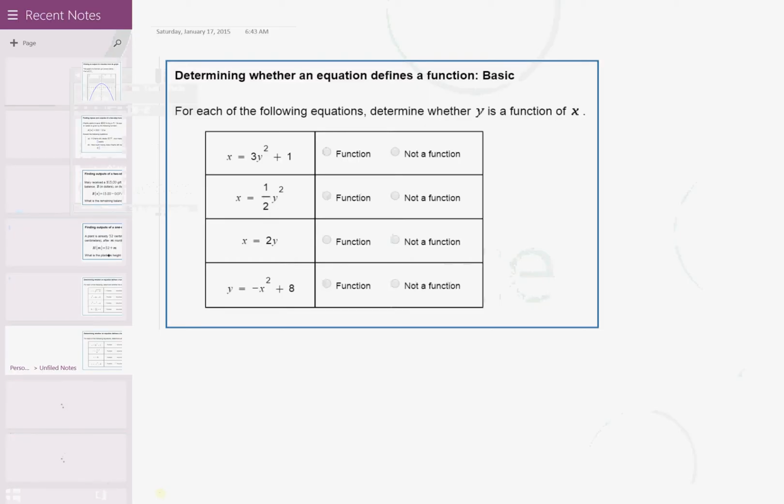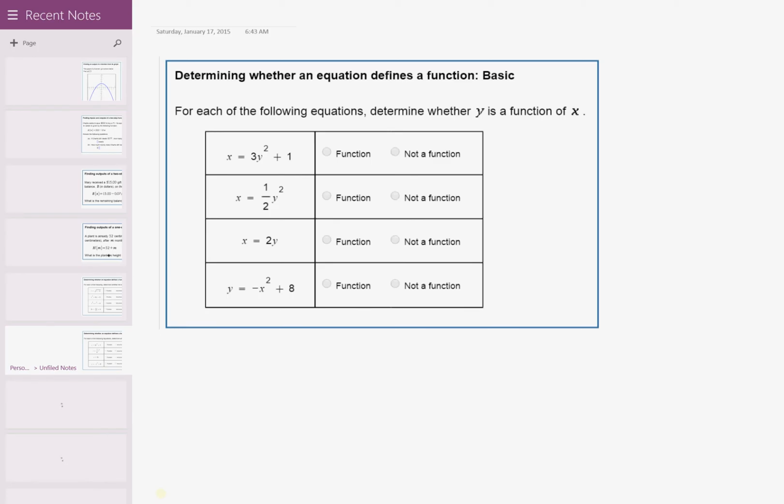We want to determine whether an equation defines a function. So we could graph this and use the vertical line test if we can figure out how to graph it. But sometimes that's more difficult than just following this simple rule. If it is a function, I can solve for y. But I must solve for y remembering all of the rules and properties that we have studied so far.